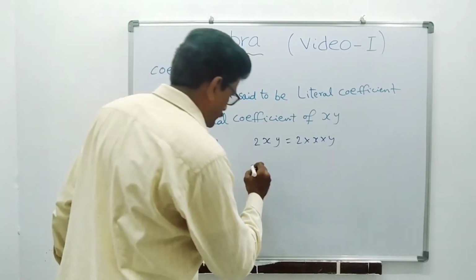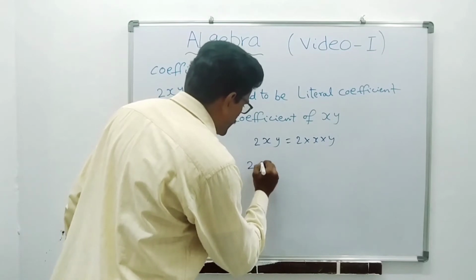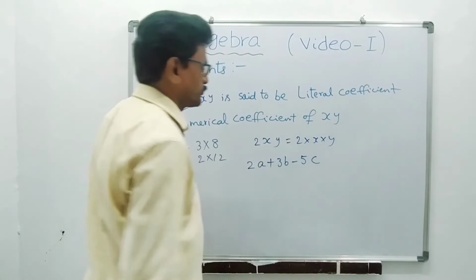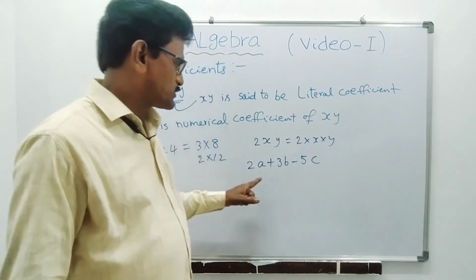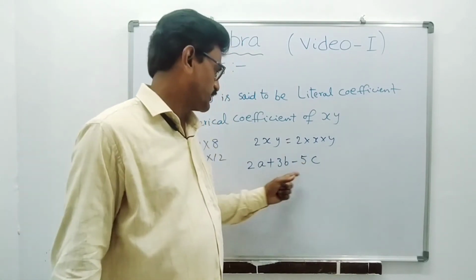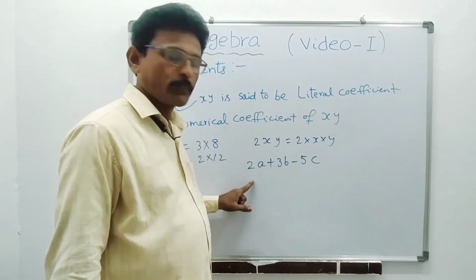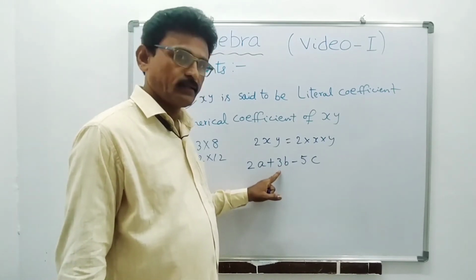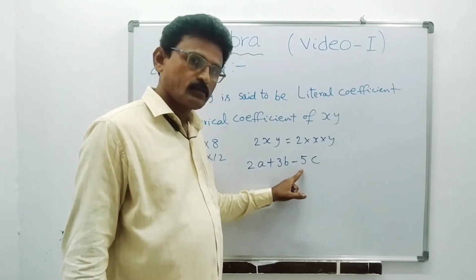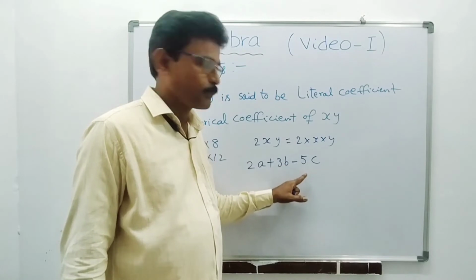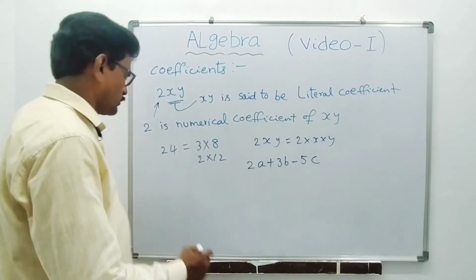Now, I will write one more. 2a plus 3b minus 5c. Here we are using variables a, b, c. 3 terms are there. What is the coefficient of a here? 2. Coefficient of b is what? 3. Coefficient of c is what? Don't say 5, minus 5 we will say. Coefficient of c is minus 5.